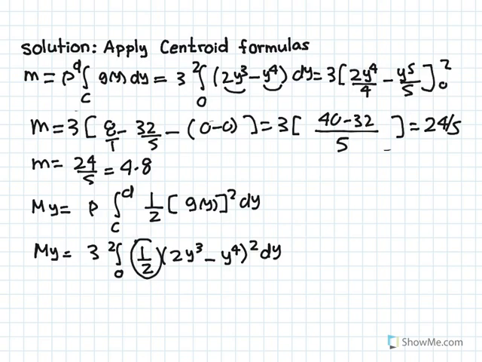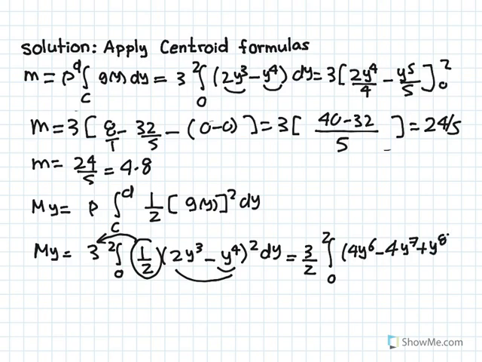1/2 is a constant, so it passes through the integral, and we get 3 over 2 times the integral from 0 to 2. Now let's multiply this out. 2y cubed times 2y cubed gives us 4y to the 6. Multiplying the two cross terms, times 2, we get minus 4y to the 7. And minus y to the 4th squared gives us plus y to the 8 dy.